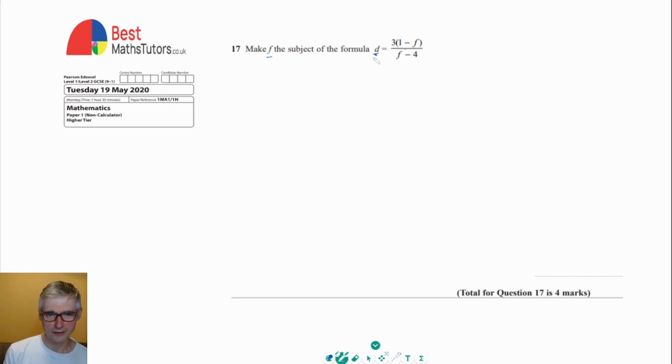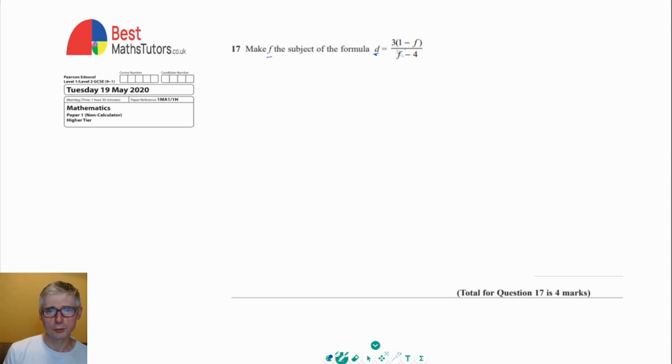So what I've got to do is get the f on its own. I've got to try and get f equals something. We don't know what that is yet, but we've got to get f equal to something or other. So I'm going to rearrange this formula and make f the subject.